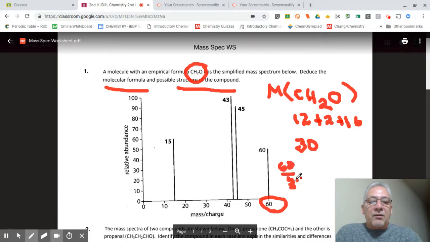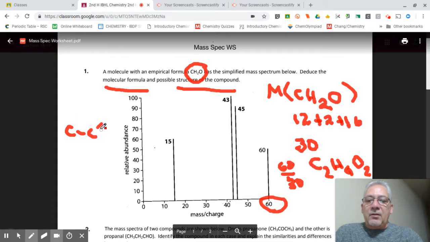So the real molecular formula will be 2 times the empirical formula. So we need to multiply this by 2, and that will give me C2H4O2. And then based on that, we can deduce the structure of the compound. One of the students came with the following formula, and that will be one. So we had 2 carbon and 2 oxygen.